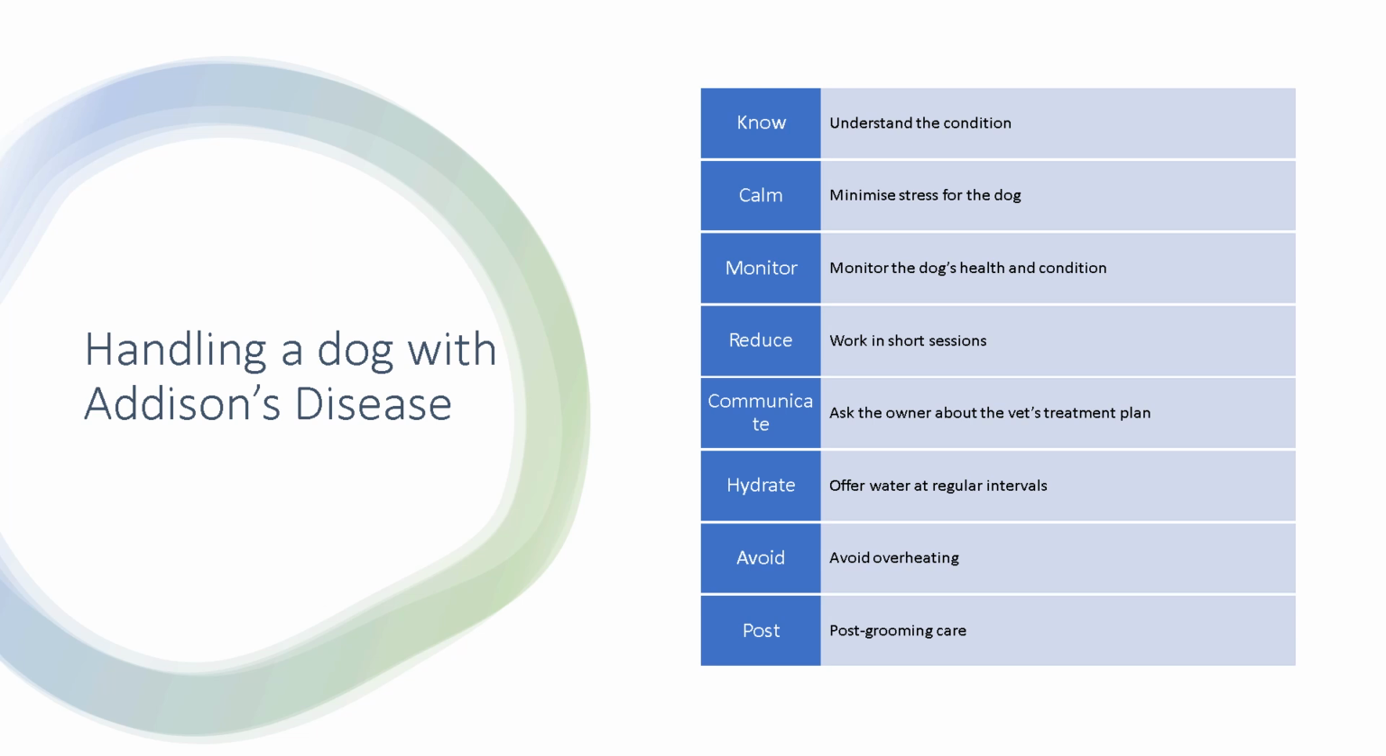Avoid overheating. Since Addison's disease can affect the dog's ability to regulate body temperature, be cautious of overheating. Ensure the grooming area is cool and well ventilated, especially if you are using heated tools. Post-grooming care. After the grooming session, check in with the owner to ensure the dog is doing okay. Some dogs may need rest following a grooming session, especially if it was a longer or more intense session. By maintaining a calm, patient and informed approach, groomers can help ensure the safety and comfort of dogs with Addison's disease while providing the grooming services they need.